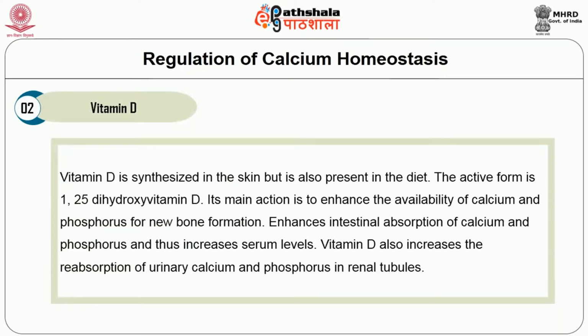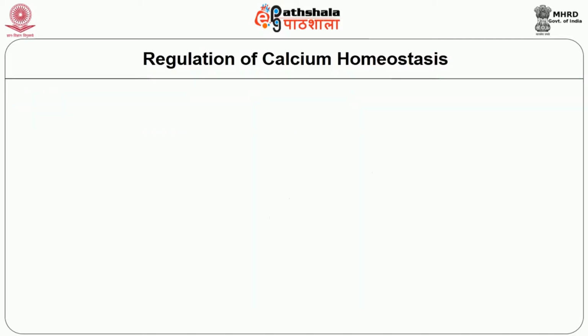The next component that is very essential for regulation of calcium homeostasis is vitamin D. Vitamin D is synthesized in the skin, but it is also present in the diet. The active form is 1,25-dihydroxyvitamin D. Its main action is to enhance the availability of calcium and phosphorus for new bone formation. Vitamin D enhances your intestinal absorption of calcium as well as phosphorus, and thus increases your serum levels. Vitamin D also increases the reabsorption of urinary calcium and phosphorus in the renal tubules.